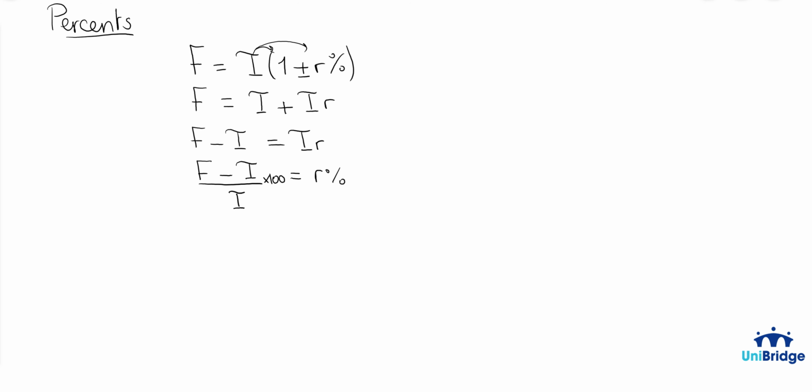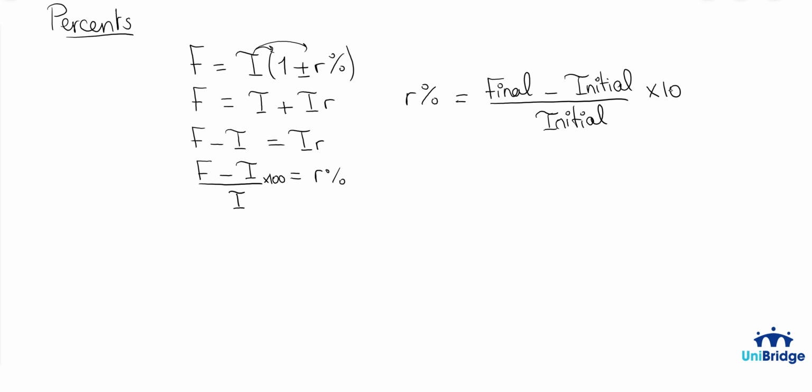So this gives us our very important rule that the percent change is equal to the final amount minus the initial amount divided by the initial. You're always dividing by the initial amount, and if you want it as a percent, you multiply it by 100. So let's take examples of that.